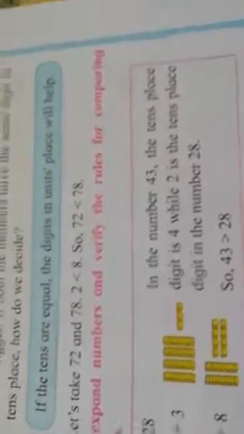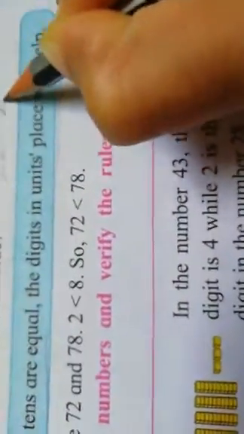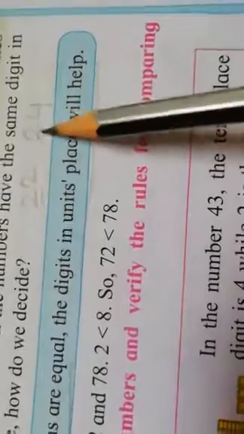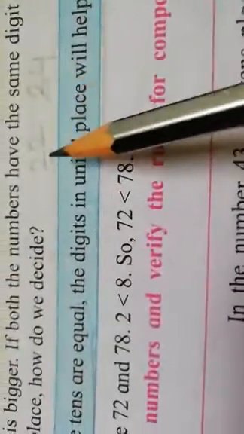Now what has been said here: if the tens are equal, then the digits in the units place will help. Okay, so now see here, suppose the numbers are 22 and 24. Now here the tens place, this 2, the tens place is the same. Okay, this is similar, the same for both.